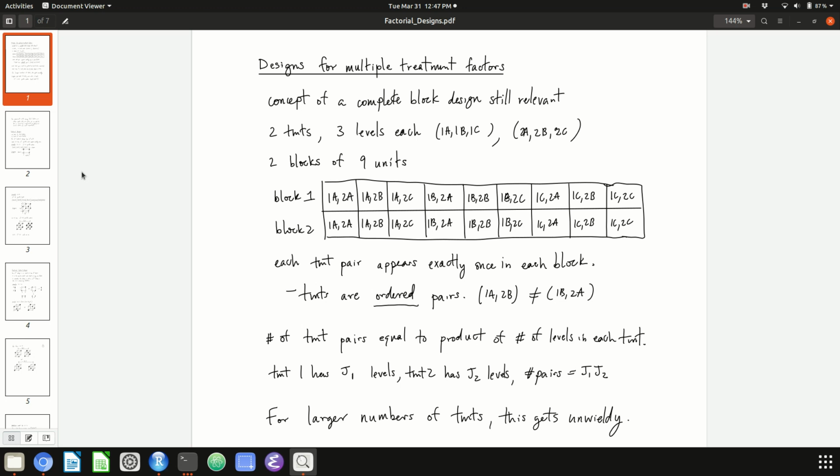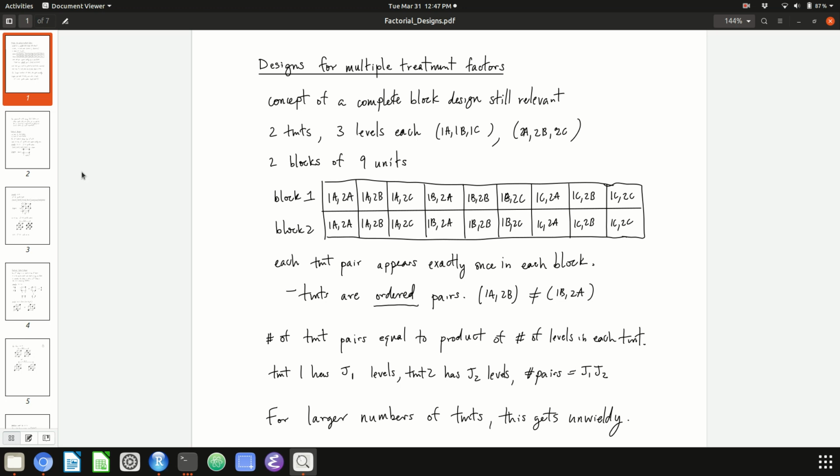In this lecture, we'll cover some techniques for designing experiments when there are multiple treatment factors. So let's start off with a pretty simple example, just to demonstrate that the idea of a block design can still be relevant. Suppose we have two treatment variables. Each one has 3 levels.